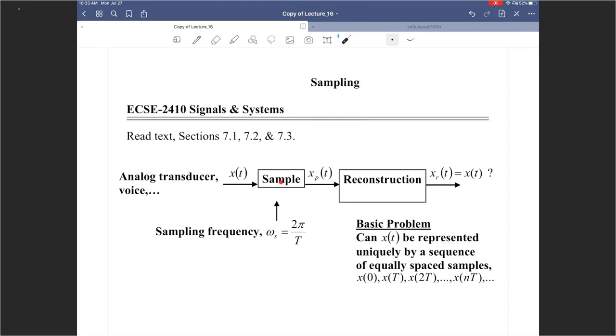Ideal sampling is essentially multiplying the signal with an impulse train. And we have to pick out a specific range of frequencies called the sampling frequency that will allow our reconstruction to be okay. So omega s, which in this case is the sampling frequency in radians per second, is 2 pi divided by T, where cap T is the sampling time or the resolution in time. So let me highlight that. T indicates sampling time or resolution in time.